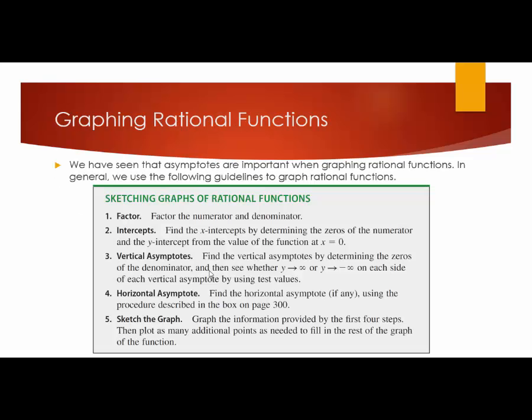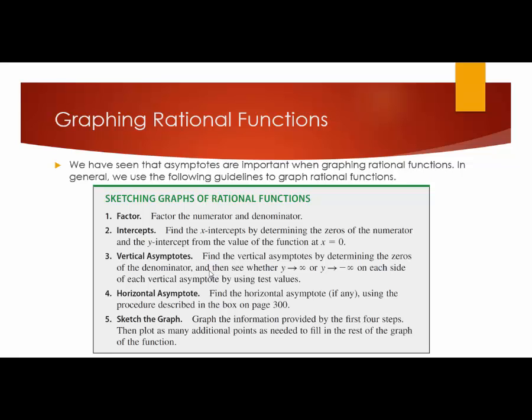We're going to look more generally at graphing rational functions now that we have an idea about how to find asymptotes. Here's a good set of guidelines to follow to determine the entire graph without just making a huge table of values or doing a lot of extra work. In general, we'll factor, because those factors are important for finding asymptotes as well as intercepts. So we'll factor and then find the x and y intercepts.